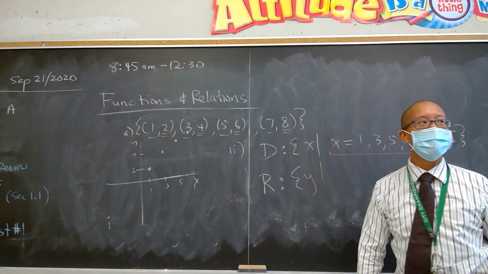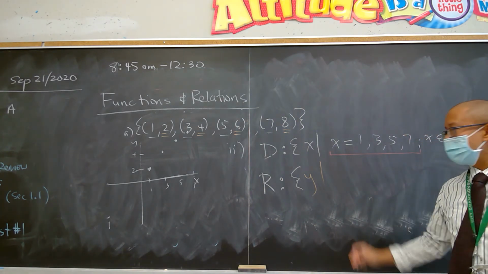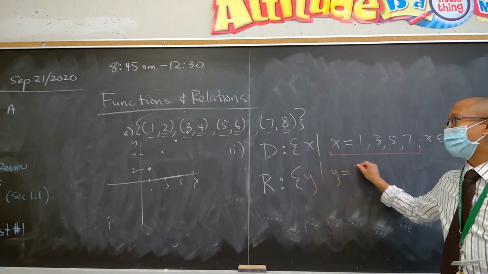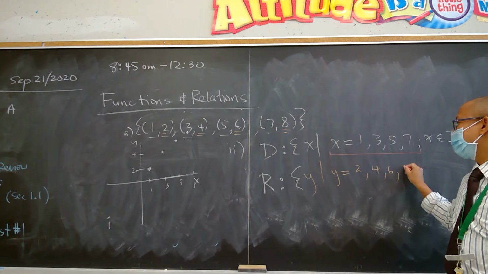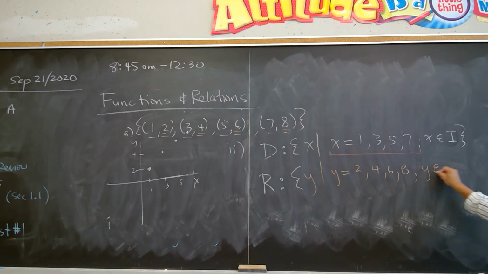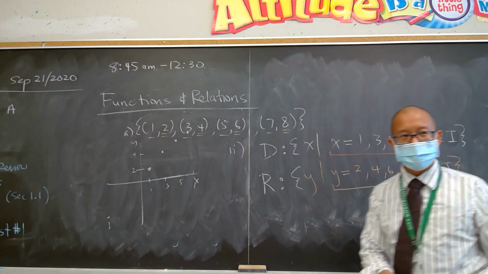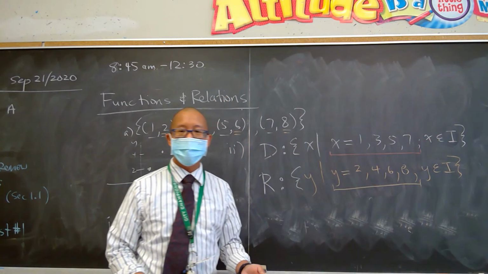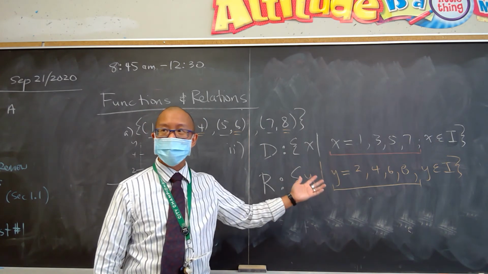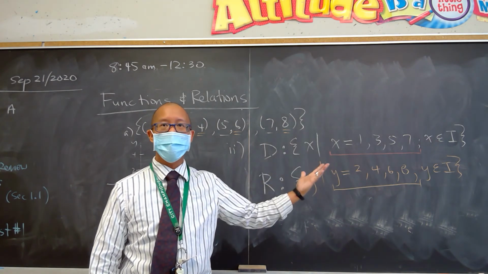Y such that, any volunteer want to try? Maria? Y is equal to 2, 4, 6, and 8. And that's the answer, right? But this is the most important thing. Let's just pause here for a second. Some of you are slowly understanding why I teach the inequalities. These are not inequalities, they're actually what they're equal to, right?